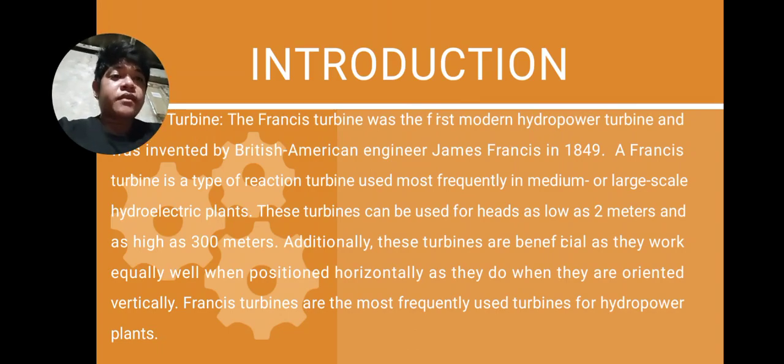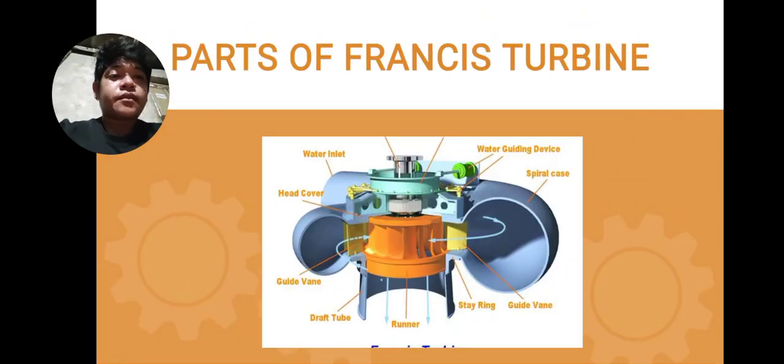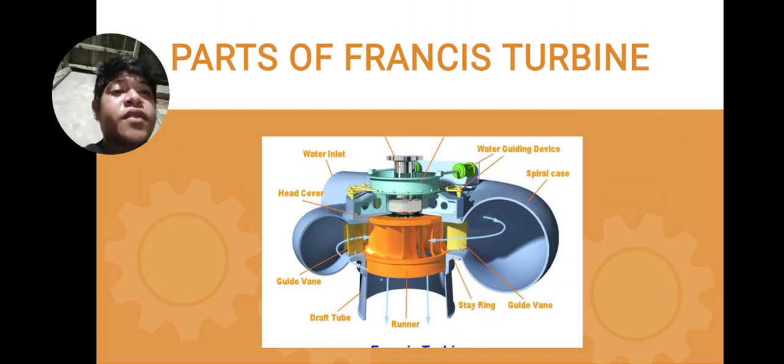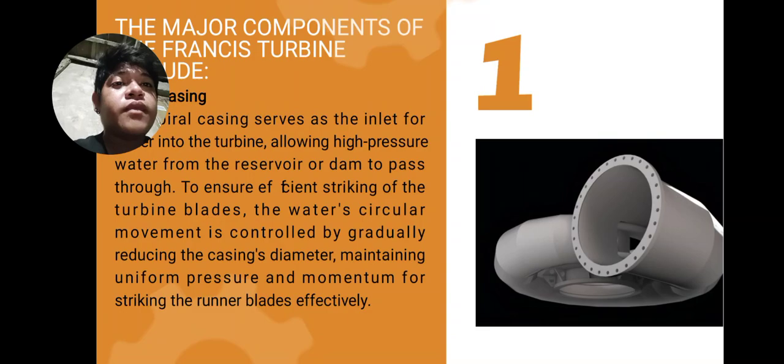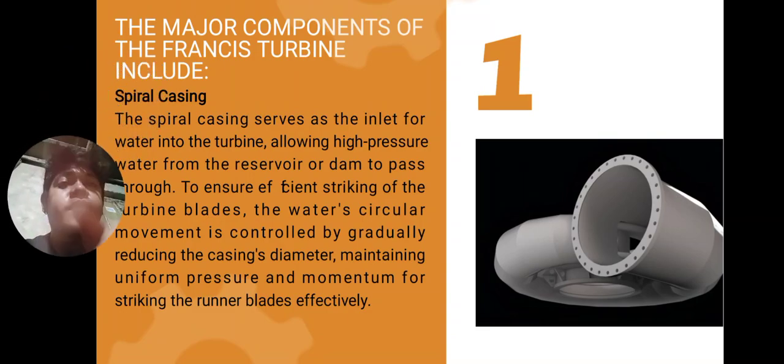So, the parts of a Francis turbine. First is the water inlet, the head cover, the guide vane, draft tube, runner, stay ring, guide vane, spiral case, water guiding device. So these are the major components of the Francis turbine.